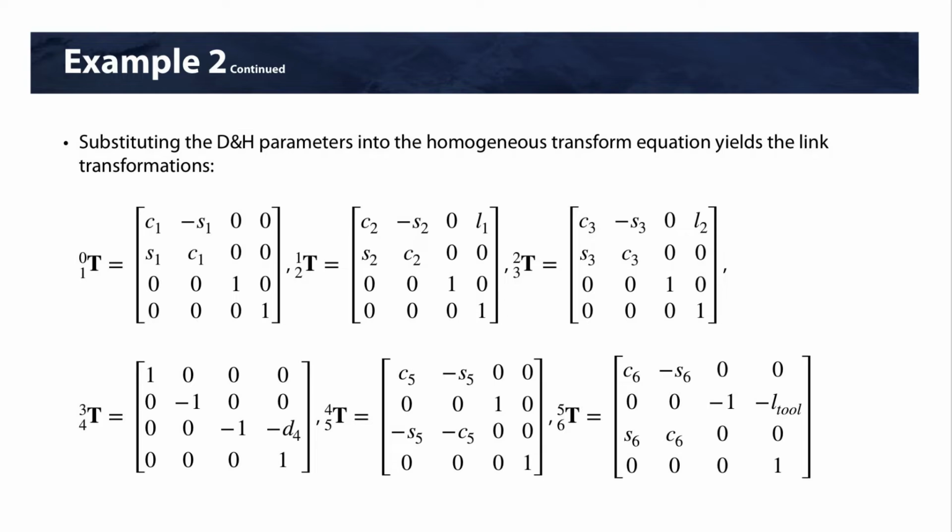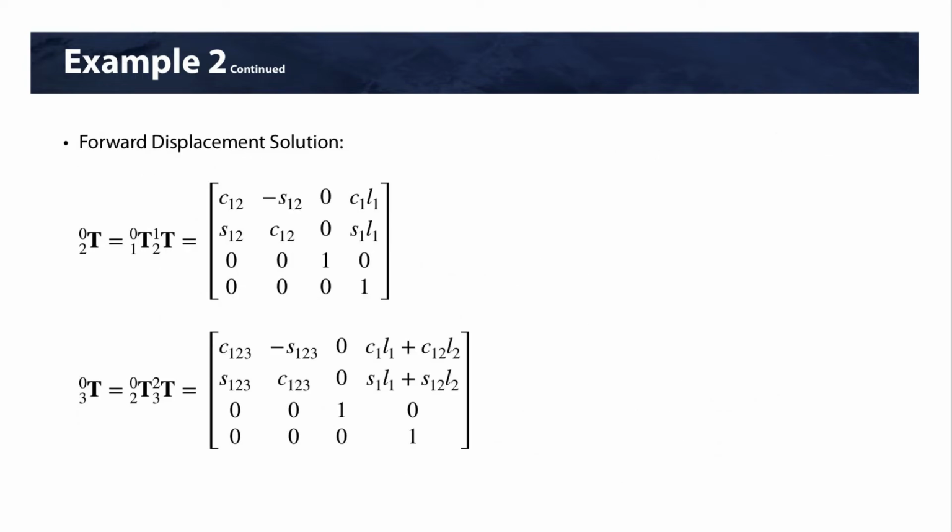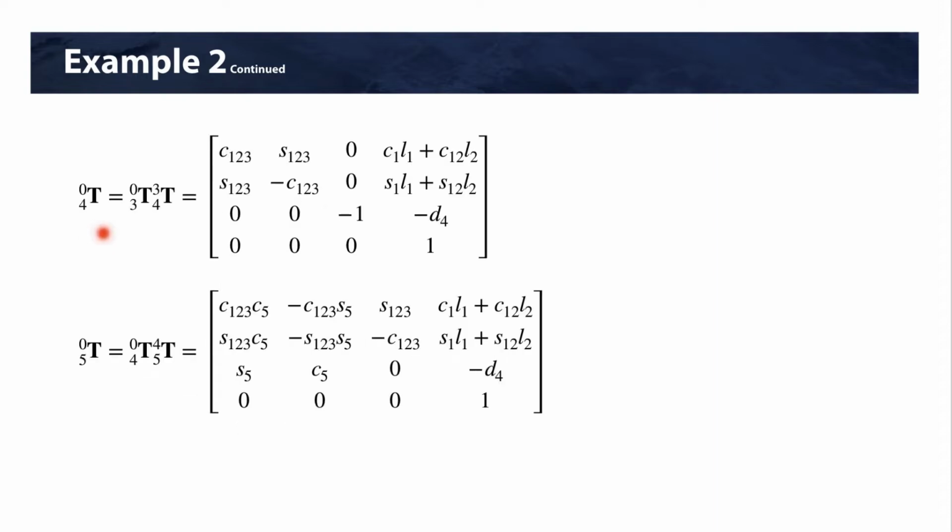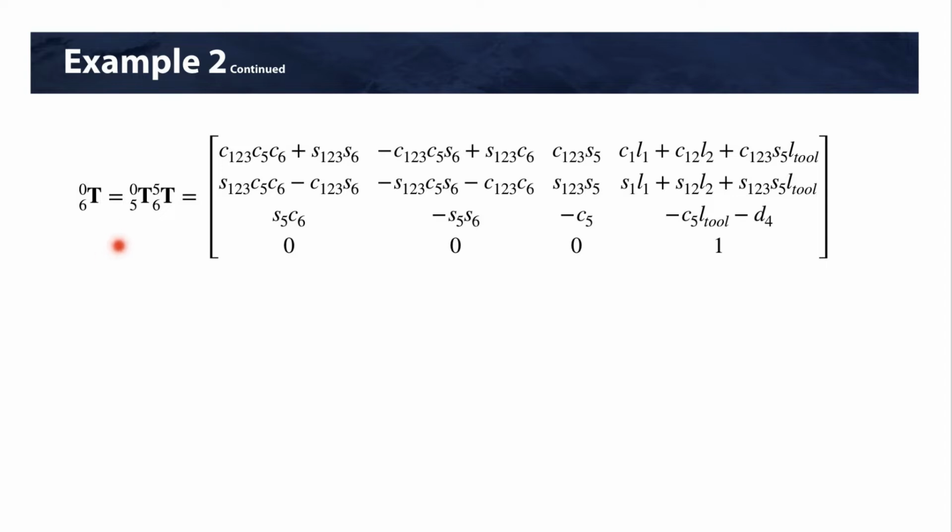Again, here are our homogeneous transforms that we find by just taking our D and H parameters and plugging them into the homogeneous transform equation. And like before, we need to find the forward displacement solution. So we have T02, T03, T04, T05, and then finally T06, which is the full forward displacement solution for that robot.